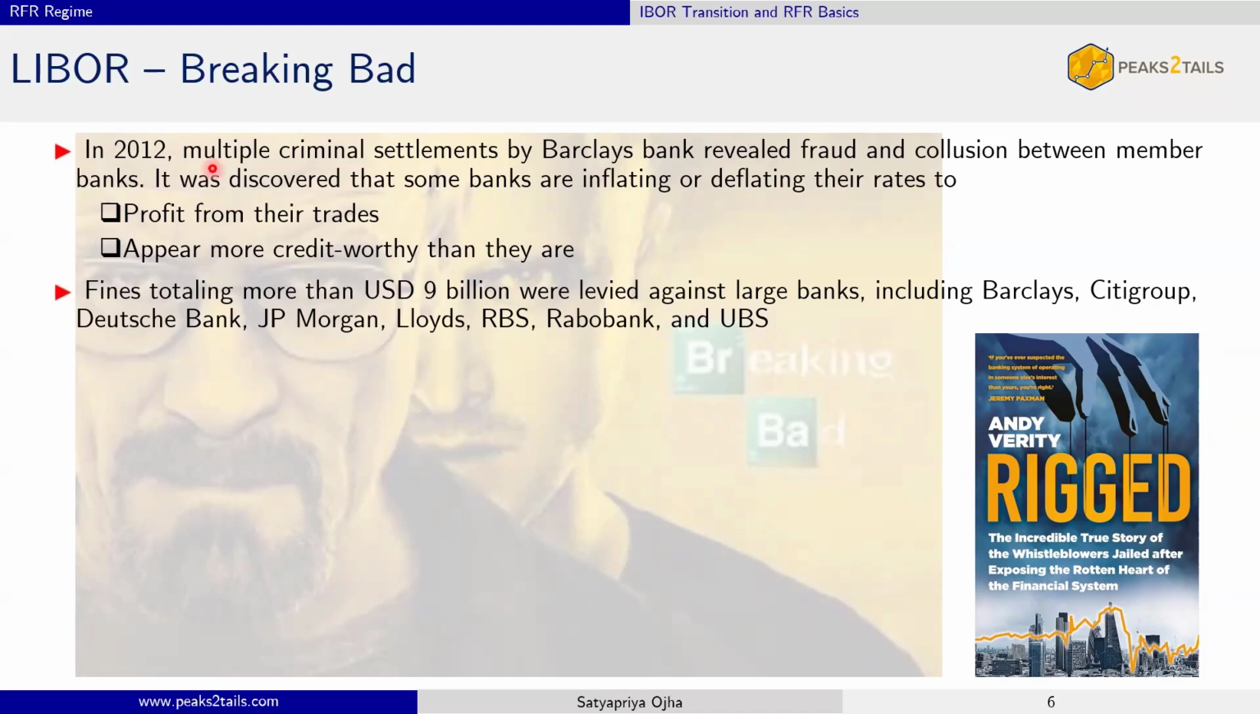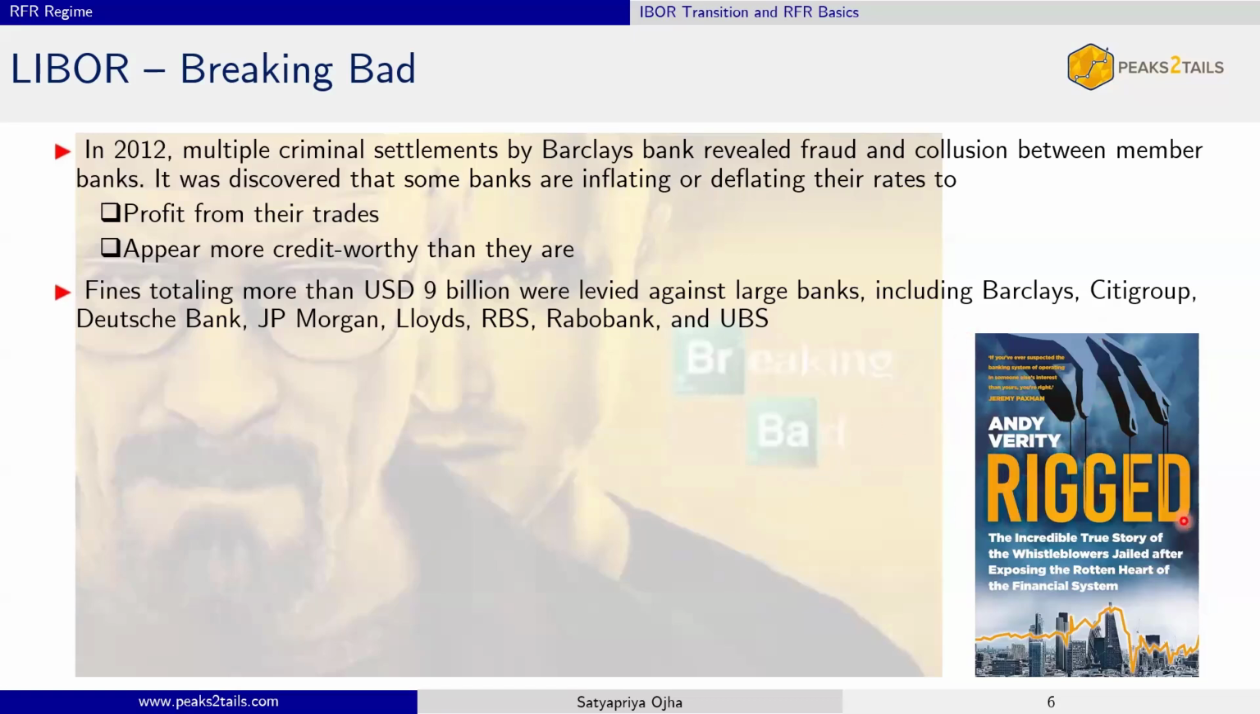So multiple criminal settlements. Barclays Bank was fined in the beginning. That's the first bank. And then after that, pretty much all the banks were levied heavy fines, close to $9 billion. So this is the LIBOR scandal that happened. Okay. There is a documentary and a book written on it.